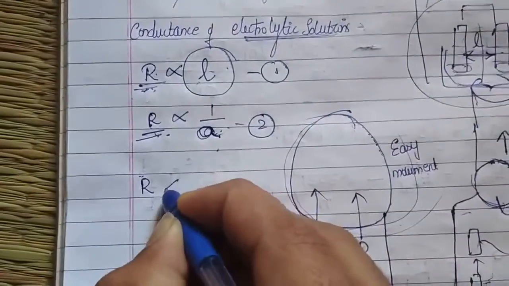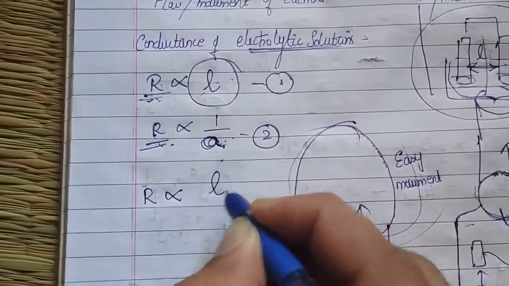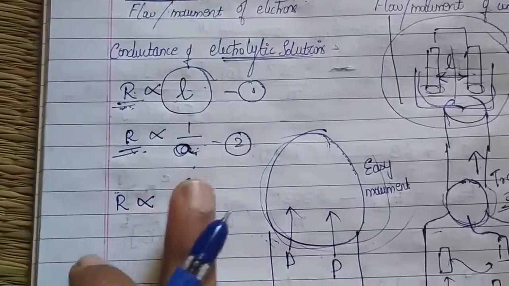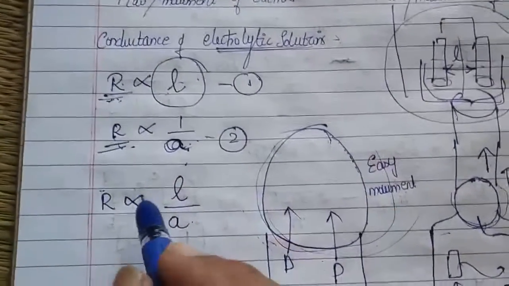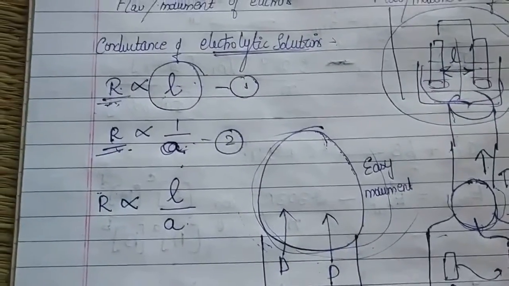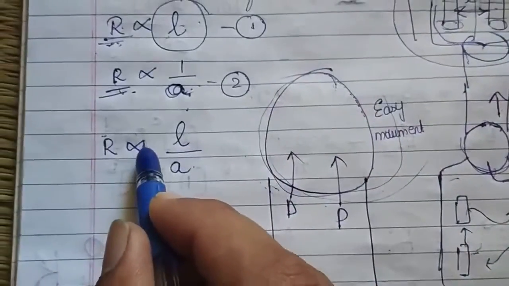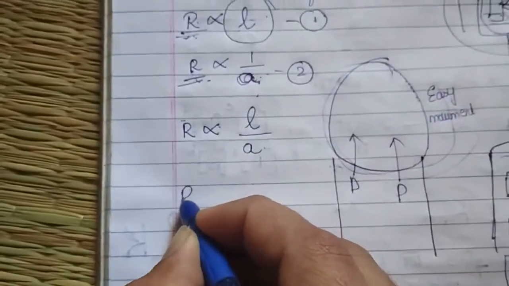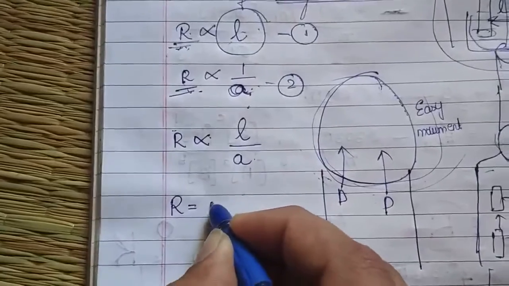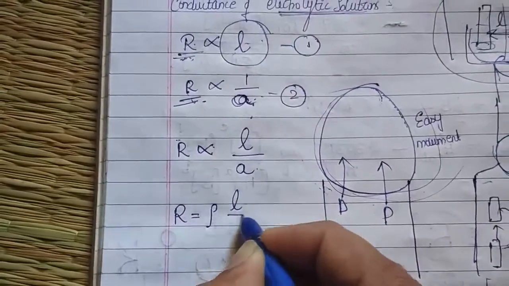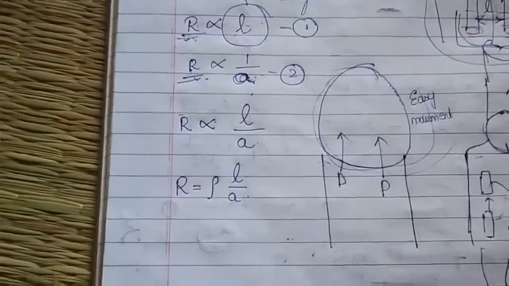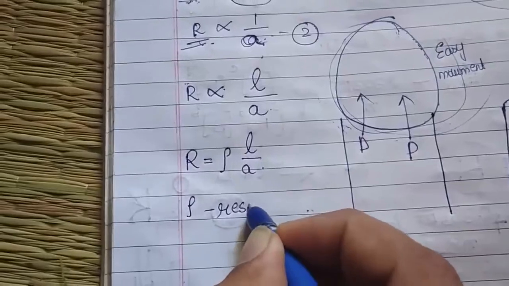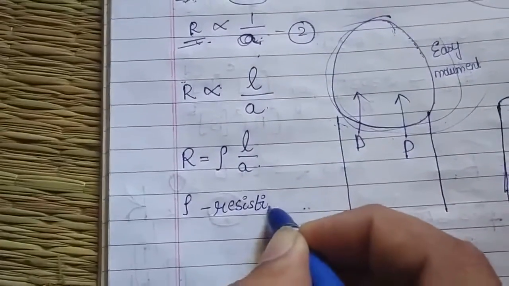R is directly proportional to L by A. ಬರಿಬೋದಲ್ವಾ? R is directly proportional to L by A. So as you know, because in physics you have come across many times, whenever we have to remove a proportionality sign, we have to add a proportionality constant. Very much important, guys. So R is equals to rho L by A. Of course, this rho over here, it is called as what? Resistivity.